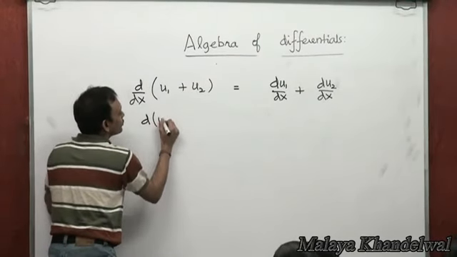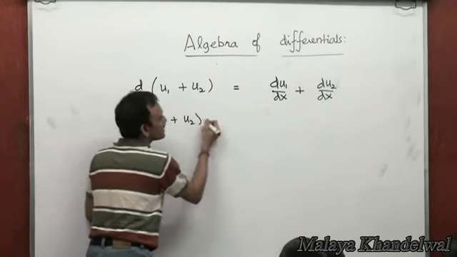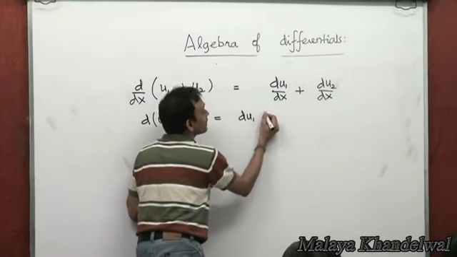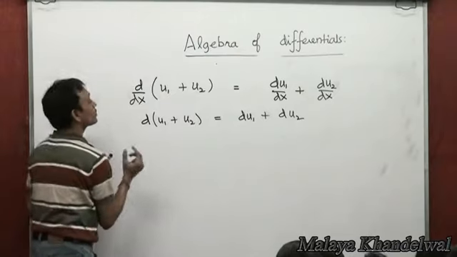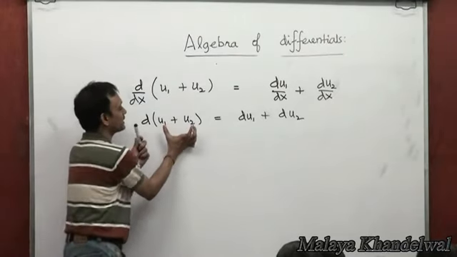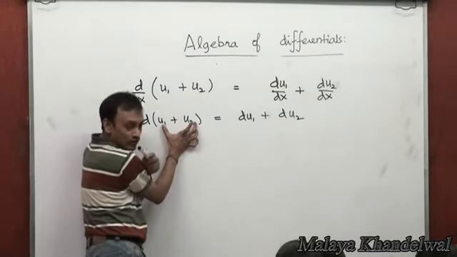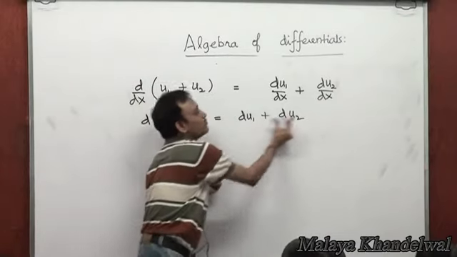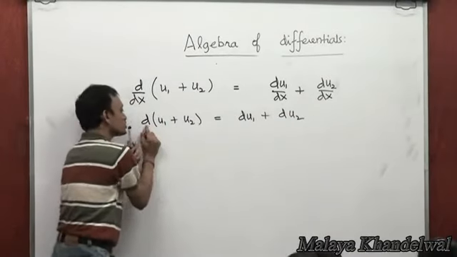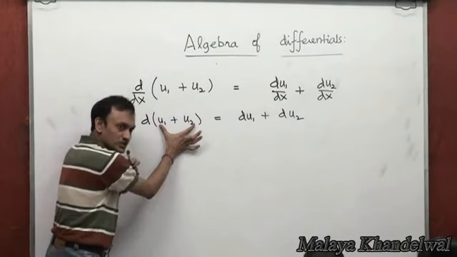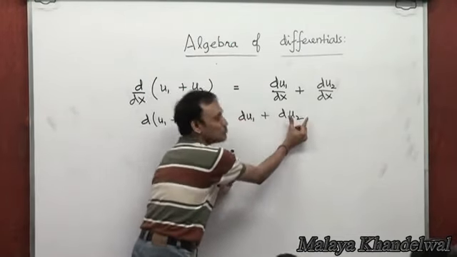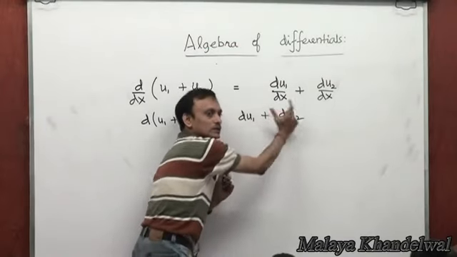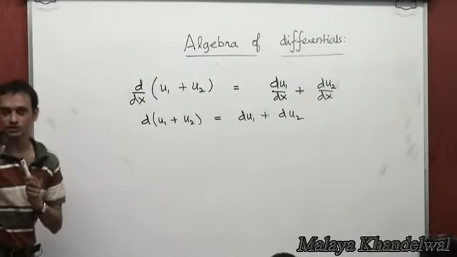So d of u1 plus u2 is d of u1 plus d of u2, which means in verbose you might want to spell it out as differential of a sum would be sum of the differentials. This is differential of a sum of two functions. That would be sum of the differentials of the two functions. Clear?